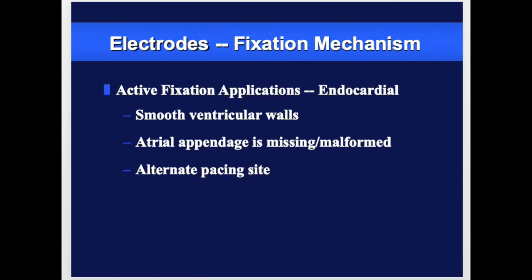Active fixation application. Active fixation leads screw into the myocardium and provide stable, acute and chronic electrode anchoring. This fixation mechanism is ideal for patients with smooth ventricle walls, and for the atrium when the appendage is missing in case of coronary artery bypass grafting or malformed. These leads are also used for pacing sites other than the apex of the ventricle or the atrial appendage, for example RVOT and septal wall pacing.